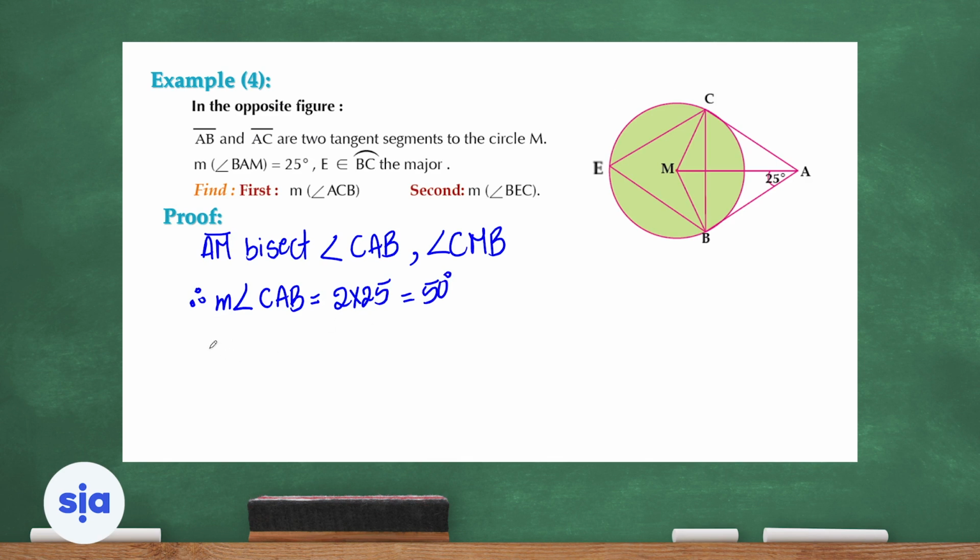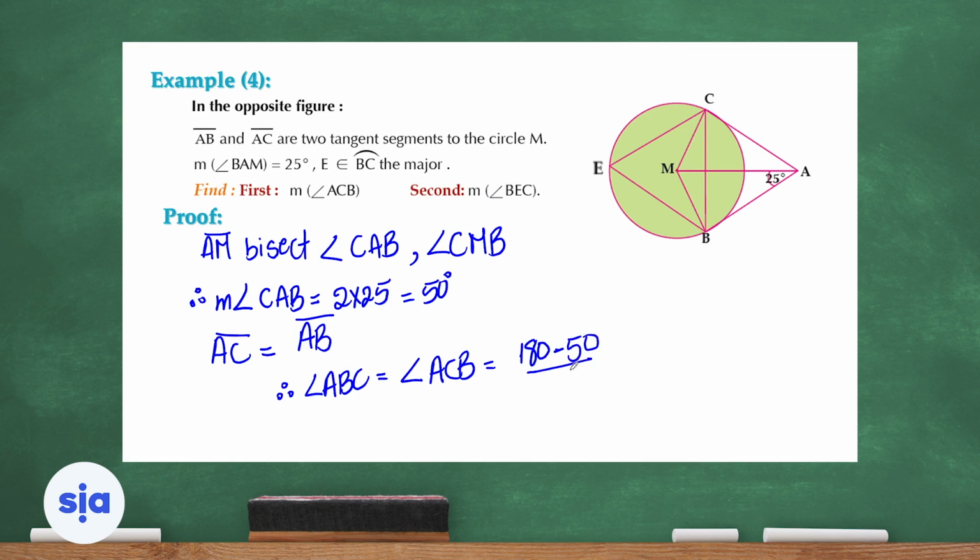As you can see also, AC is equal to AB, as they are 2 tangents meeting outside the circle. Therefore, angle ABC is equal to angle ACB, which is the required angle, which is equal to 180 minus 50, and then we divide by 2, which is 65 degrees. This is the first part the question is asking us to find.